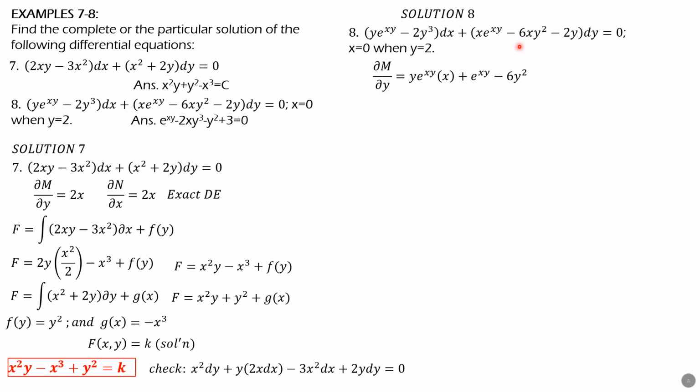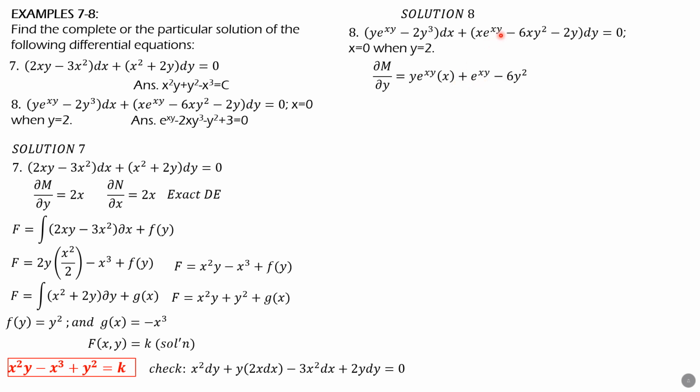Likewise, the partial derivative of N with respect to x this time. So it's x with respect to x. So that's product. So x e to the xy times y, because y is constant.